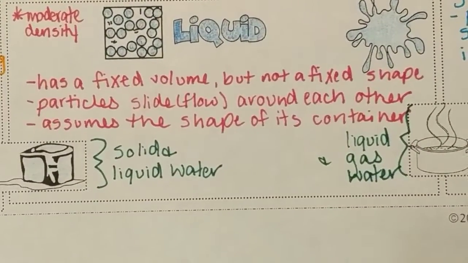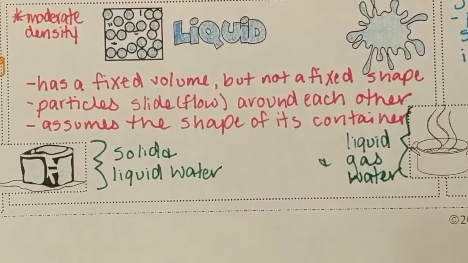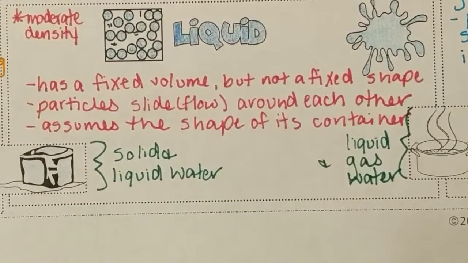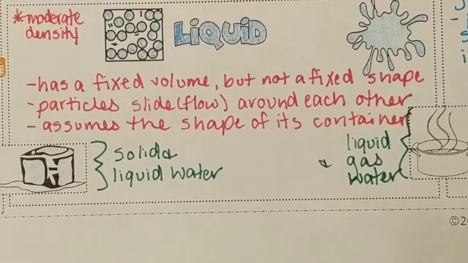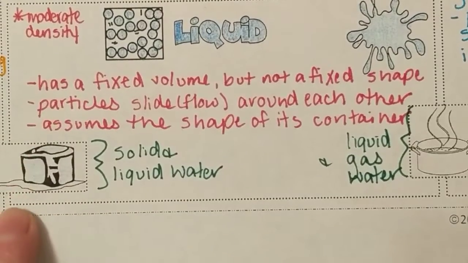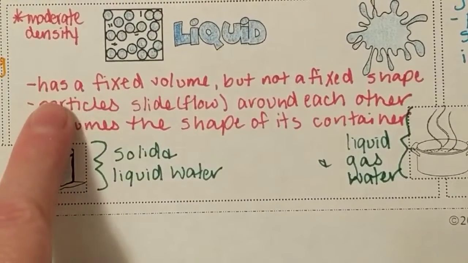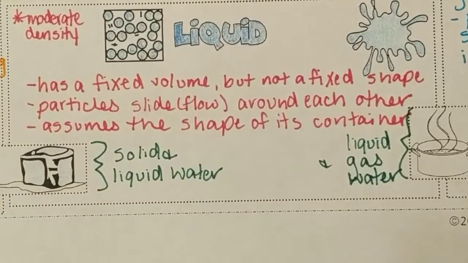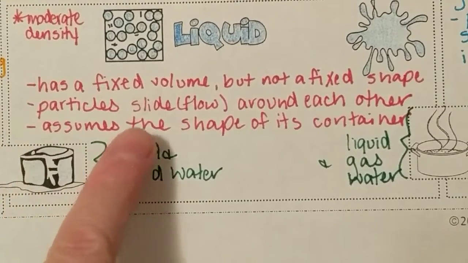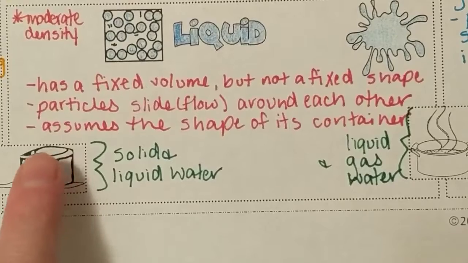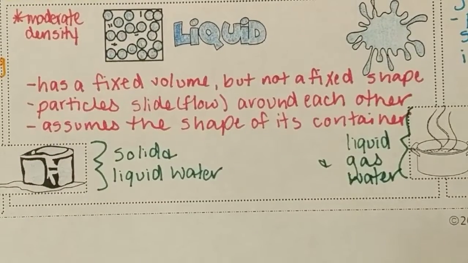Alright, the next state we're looking at is a liquid. In order to move from a solid to a liquid, we have to increase the energy or increase the heat. So a liquid has a fixed volume but does not have a fixed shape. The particles slide or flow around each other, and it takes the shape of its container.